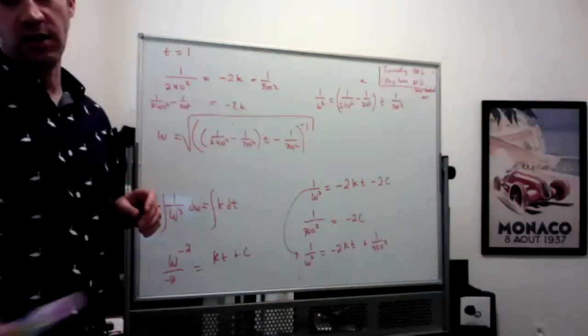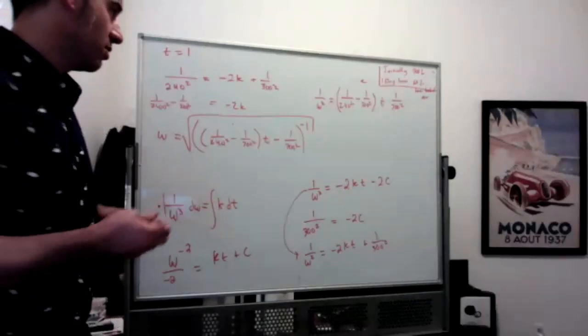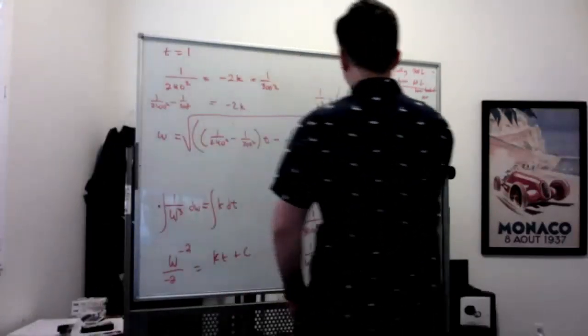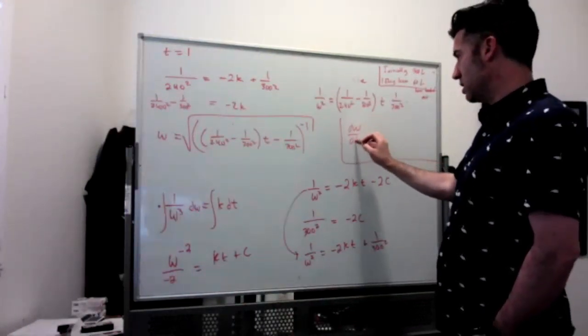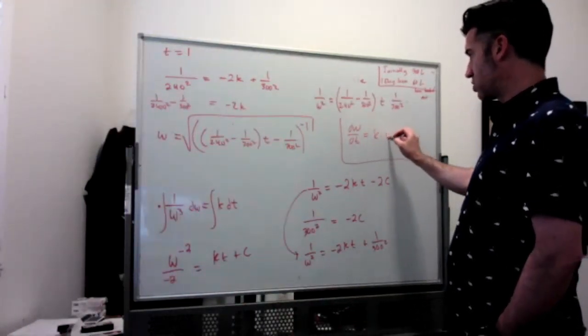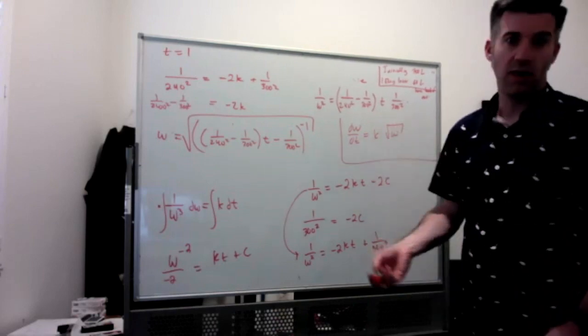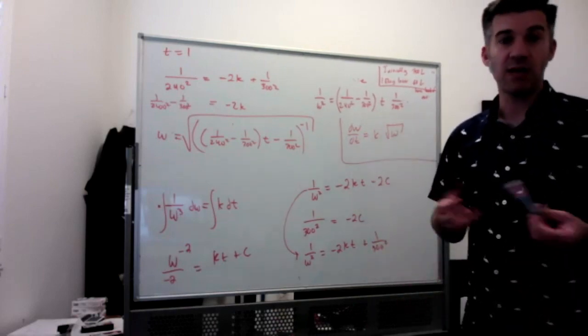And in the actual problem, it's proportional to the square root. So in the actual problem that was given in this worksheet, you have something more like dW/dt is K times the square root of W, and then you would solve that. It's the same idea.